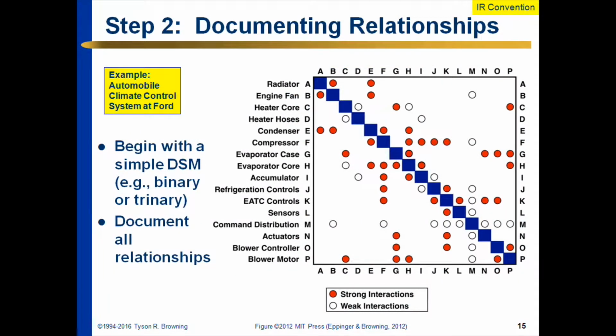So here's an example of a product architecture. This is an automobile climate control system, one of these classic examples that Thomas Pimmler and Eppinger did originally. This is from Ford Motor Company. And this is not exactly a binary DSM. This is a trinary DSM. It has 3 possible relationships: either no relationship, which would be a blank cell, or weak interactions or strong interactions. So now we're starting to see you can have more possibilities than just yes or no for a relationship.